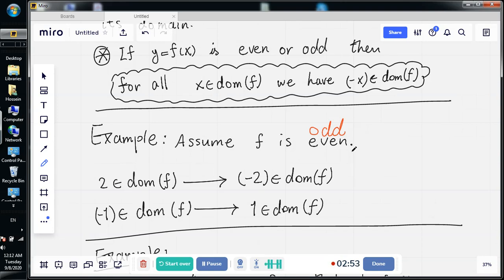The same statements hold for odd functions. So if f is an odd function and 2 is in the domain of f, then negative 2 is also in the domain of f. Similarly for negative 1: if f is an odd function and negative 1 is in the domain of f, then we have to have that 1 is also in the domain of f.